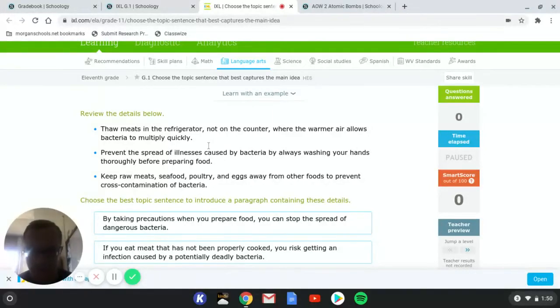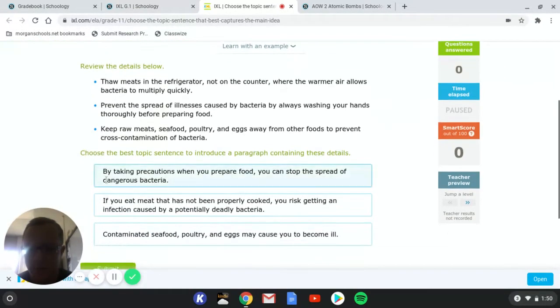For this IXL, this is for G1. We're just going to be choosing the topic sentence that best captures the main idea. So what we're going to do is review these three details, and then choose the topic sentence that best covers all three of these details. It would be like if these were my body paragraphs in an essay, what would my main paragraph be? That kind of thing, right?